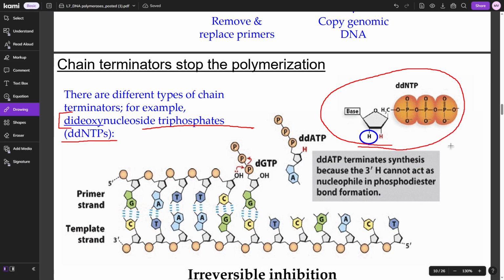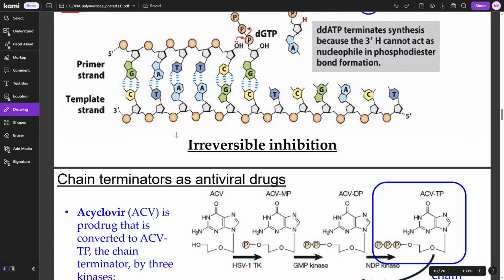Why is it a chain terminator, you ask? Well, remember, in order for DNA polymerase to continue polymerizing DNA, I need a 3' hydroxyl group, because this 3' hydroxyl group attacks this phosphate and allows us to kick things off. So you can imagine that if I don't have an OH here, there's going to be no nucleophile. If this is just the H, right, and no O, I can't attack this with an H. H is not a nucleophile, so that doesn't work. So that's why it's a chain terminator. It stops the polymerization completely. It's also irreversible inhibition. Once it's done, it's done. You can't go back.